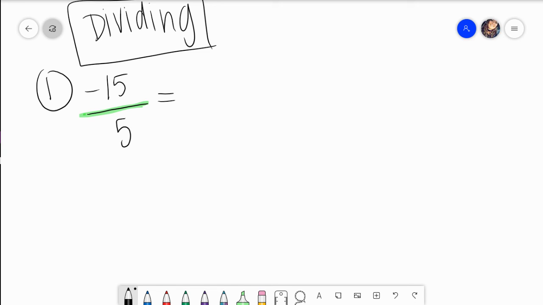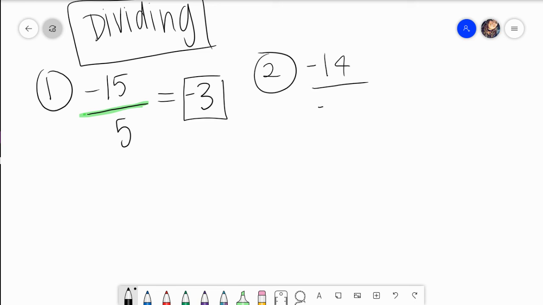You need to use your calculator, that's fine. I'm going to look at the numbers first. 15 divided by 5 is 3. Signs are different, so it's negative. Okay, say we have a negative 14 divided by negative 2. I'm going to look at the coefficients first, the numbers. 14 divided by 2 is 7. Signs are the same, so it's positive.